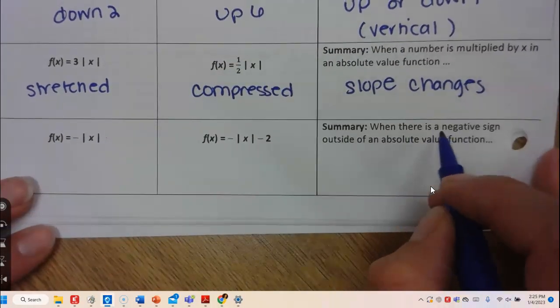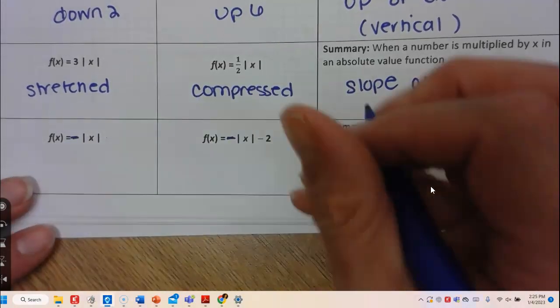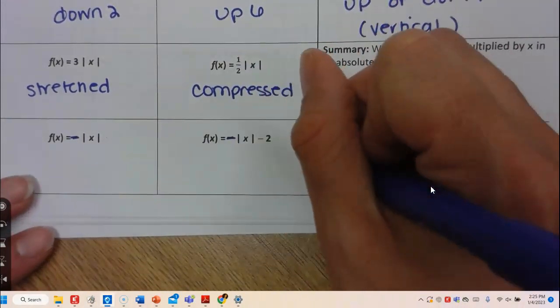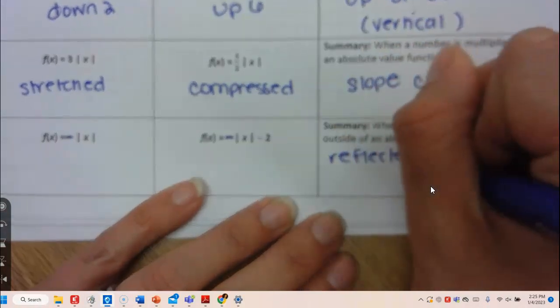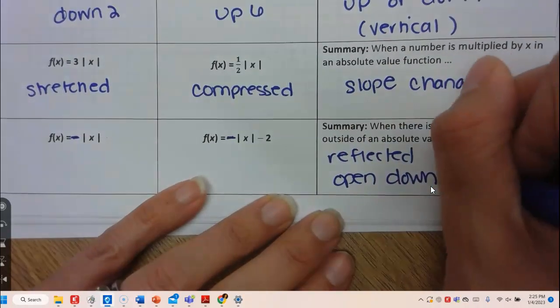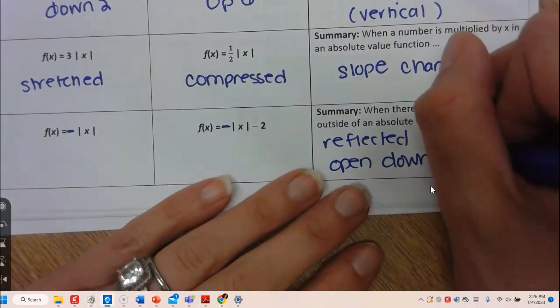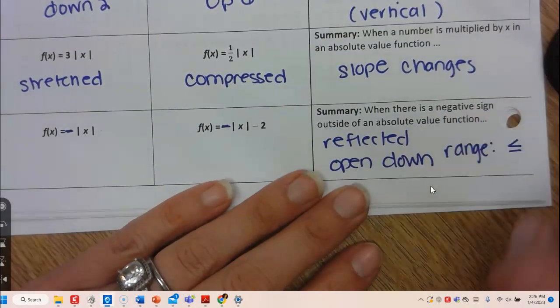And lastly, if there is a negative in front of my absolute value function, then the absolute value function is going to be reflected and will now open down. And then it will change my range to be less than or equal to.